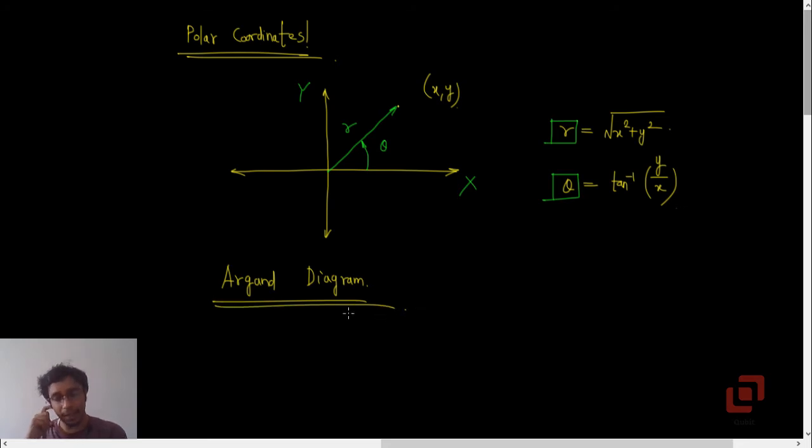Okay, in the Argand diagram we consider our xy plane. However, we do not say that point P has coordinates (x, y). We say that P represents the complex number x + iy. Okay, so see, this transition is important.